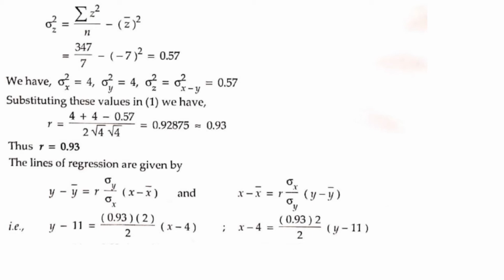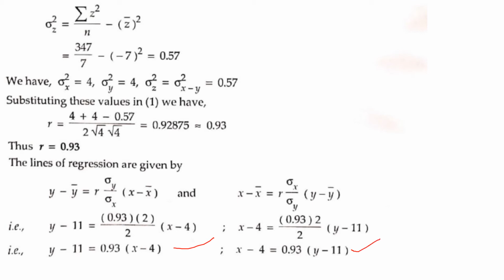By substituting the values of y bar, r, sigma y, sigma x, and x bar in this equation, we also substitute all the requirements from the table, and x bar and y bar. After substituting and simplifying, this 2 and 2 get cancelled, and here as well it gets cancelled. Further simplification will give you this step.